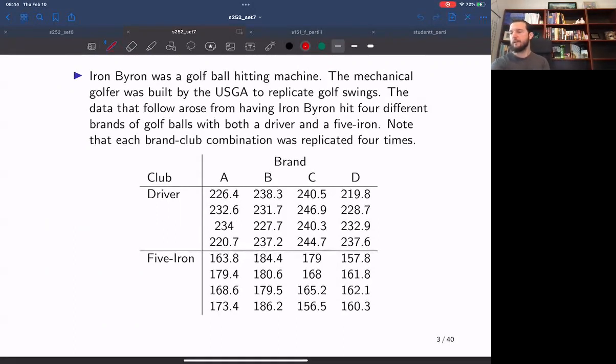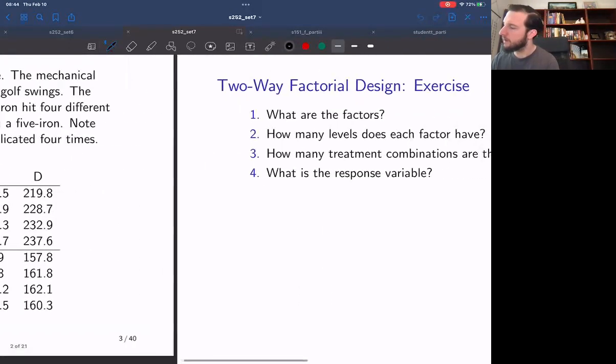The following data set is a result of using the Iron Byron to hit 4 different brands of golf balls. Obviously, the brand names have been taken off here. We're just calling them A, B, C, and D, but they could be real golf ball brands, and you can imagine one might have been part of this experiment. And then they're also going to compare the distances between a driver and a 5-iron when smacking each of the balls.